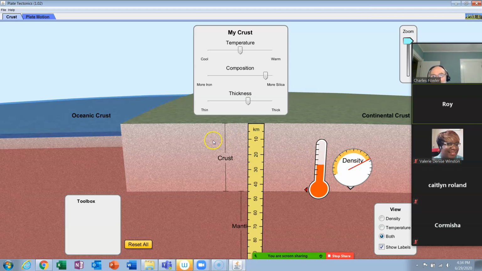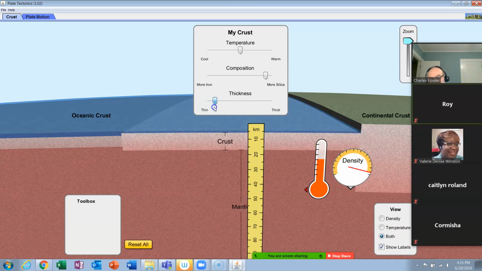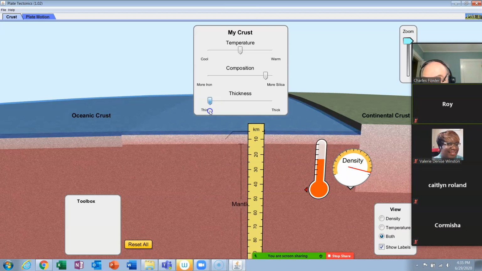Okay. So now what we're going to do is change the thickness of the crust, just like Roy was saying, until it matches the oceanic crust. So that's taking the thickness much, much thinner. Whoops. Now I need to do a little bit with composition here. What I'm doing with composition is trying to match the color. And you see it's getting closer to matching the color. Do you see that happening? I think I'm really close, don't you? Can you see that?